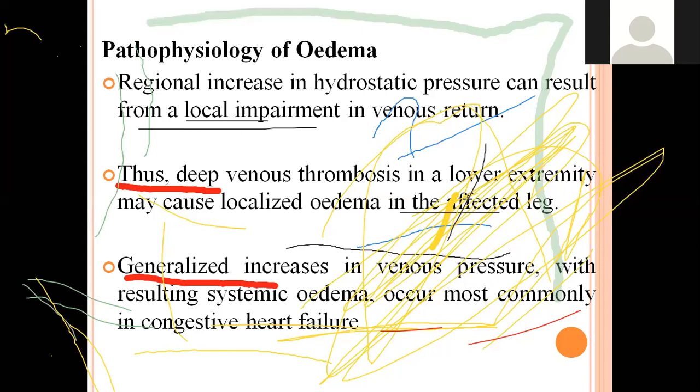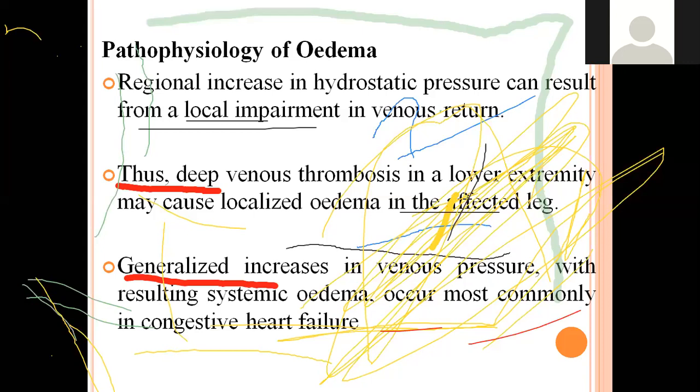Now, when there is an increase in hydrostatic pressure, maybe as a result of heart failure, the blood returning to the heart will not be able to flow normally as it used to, because the heart is weak and is not pumping effectively. So there will be accumulation of blood in the lower extremity, because the venous return is deficient. And this fluid will be lost into the tissues, and that's what results in edema.